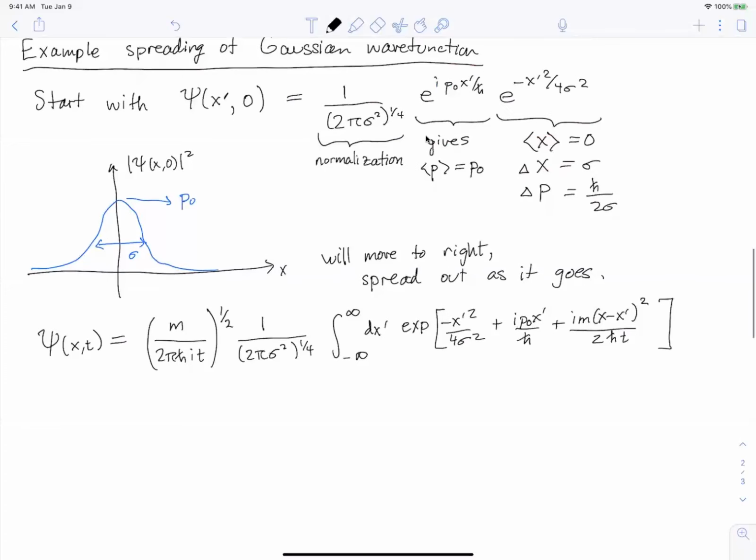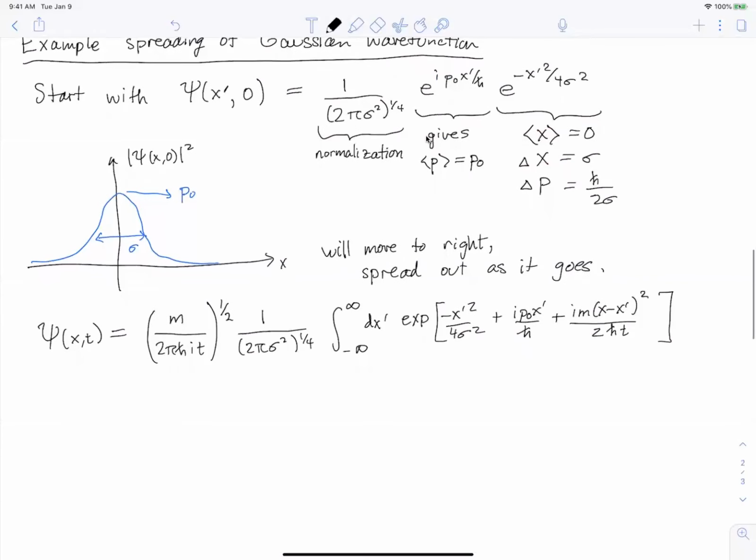Okay, so there's an integral that has to be done, but notice that once again, it's the exponential of something quadratic. And so you can use the trick of completing the square. And so I'll just write down the answer here. This is equal to 1 over a square root, which also has a square root of 2 pi within it. And then there's sigma plus i h bar t over 2m sigma.